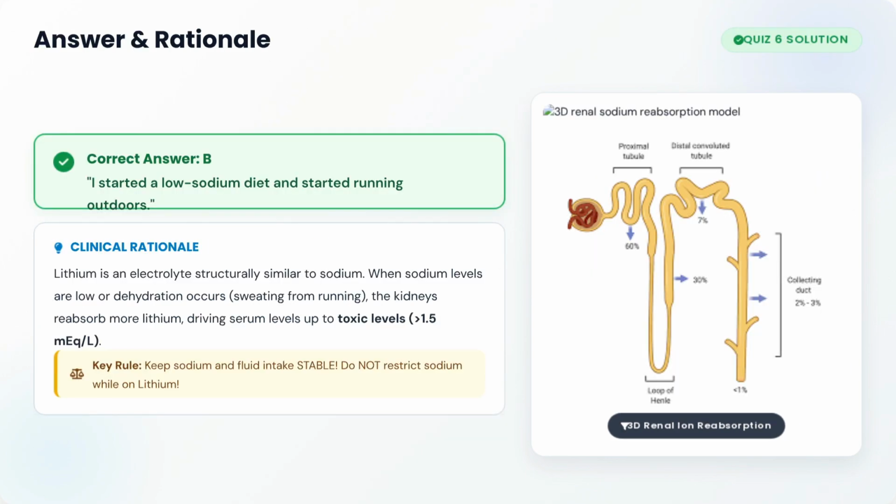The correct answer is B. Starting a low-sodium diet and running outdoors. Lithium levels are influenced by sodium balance. Low sodium or dehydration can cause the kidneys to reabsorb more lithium, leading to toxicity.